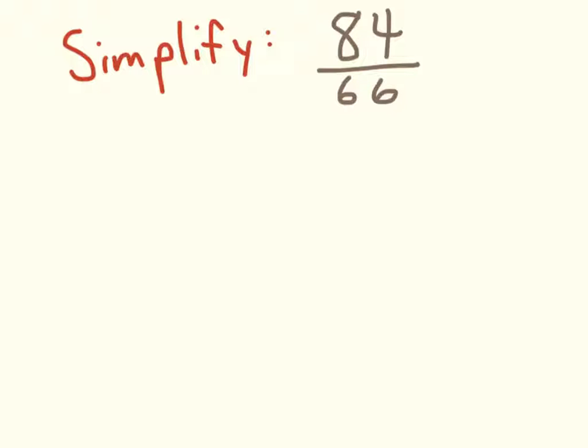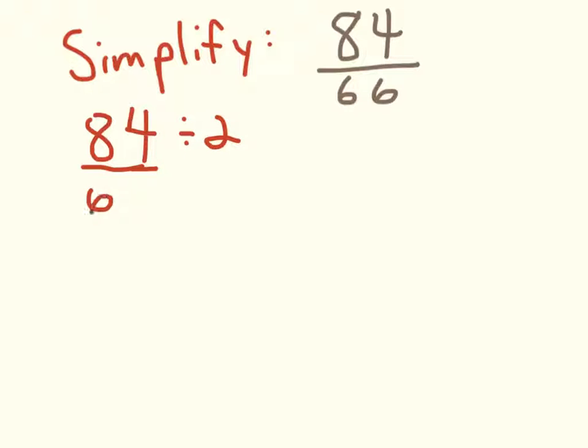So first we might say to ourselves, well, does 2 go into the top and the bottom? Well, it would, because 84 ends in a 4, and that's even, and 66 ends in a 6, and that's even. So we know for sure that 2 goes into the top and the bottom. So that might be the first place to start, is 84 divided by 2.